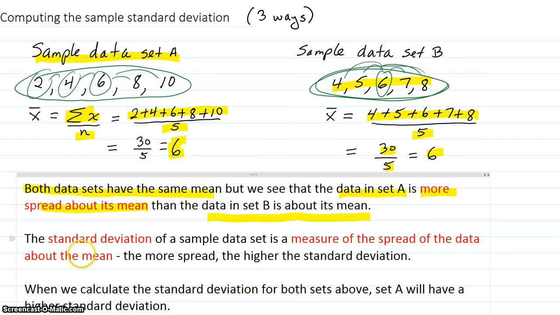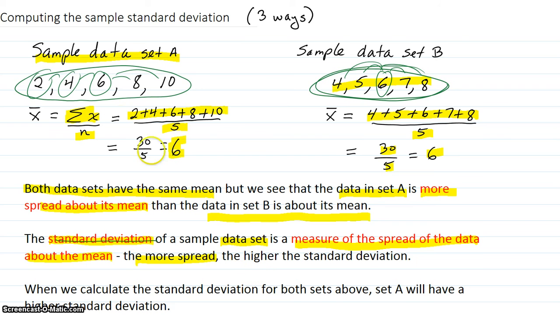Okay? And down here we see that the whole idea of standard deviation is that the standard deviation of the data set is the measure of the spread of the data about its mean. That's what it is. It's a measure of the spread. The more spread out it is, like data set A is compared to B, the higher the standard deviation. So we're going to calculate the standard deviations for both sets above, and we're going to find out that set A will have a higher standard deviation than set B.